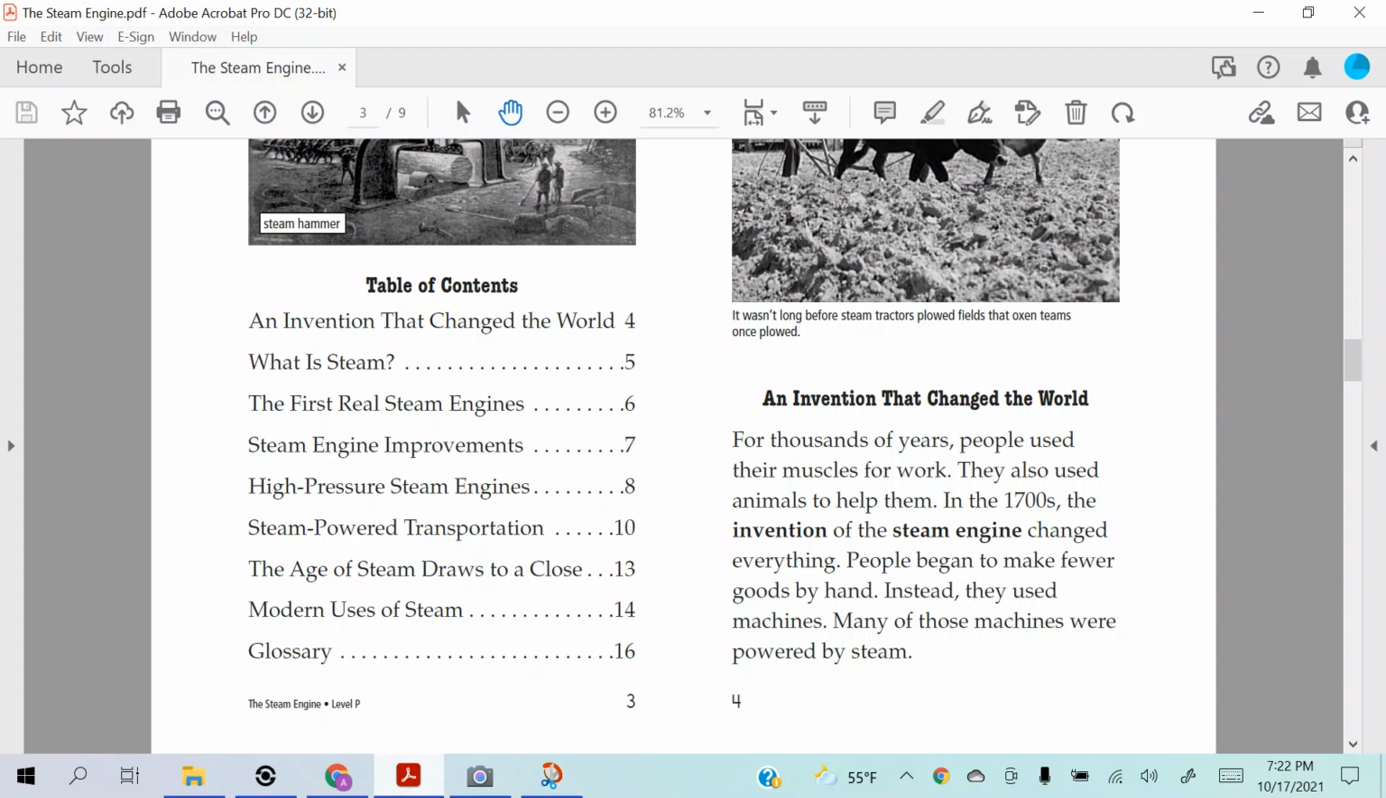For thousands of years, people used their muscles for work. They also used animals to help them. In the 1700s, the invention of the steam engine changed everything. People began to make fewer goods by hand. Instead, they used machines. Many of those machines were powered by steam.